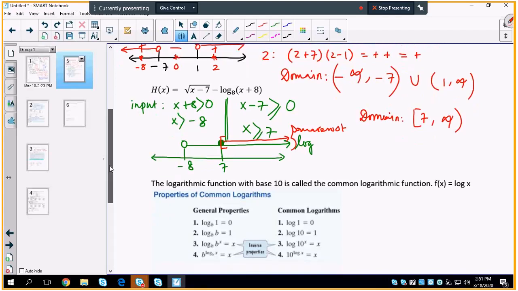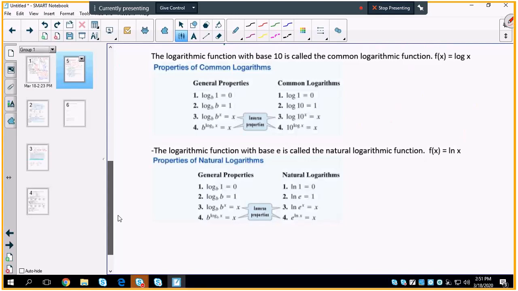The next list is talking about two special logarithmic functions. So these basic logarithmic properties: log of 1 is always 0, log of b with respect to base b is always 1, log of b to the power x with respect to base b, by the inverse rule, is x, and b to the power log of x to the base b is always x.